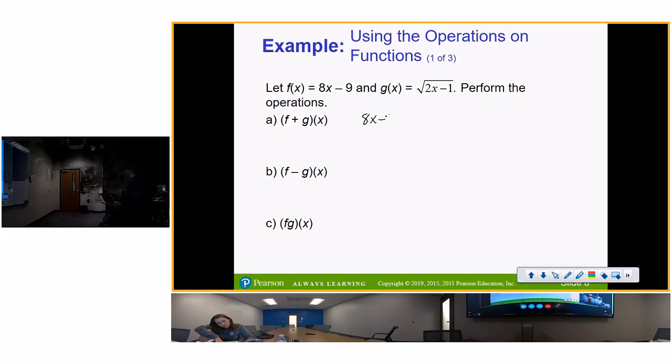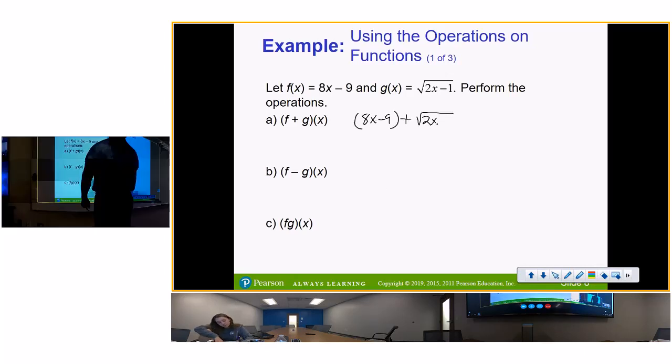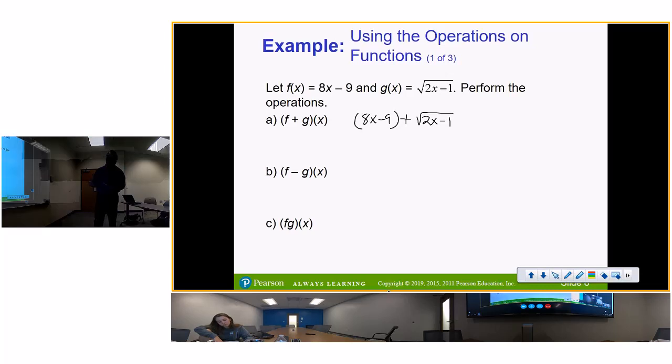8x minus 9 plus the square root of 2x minus 1. That's all you can do. Now, if that was a parenthesis around the 2x minus 1, you'd have something that you could work with. Same thing with minus. 8x minus 9 minus square root of 2x minus 1.